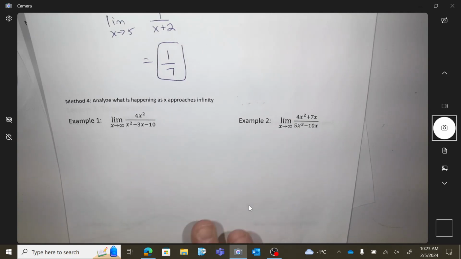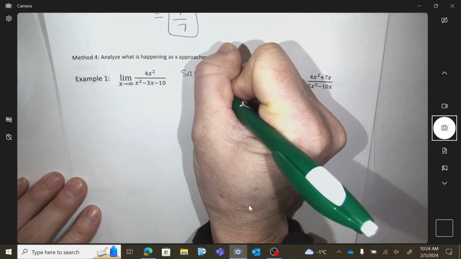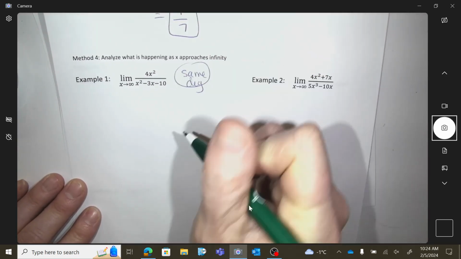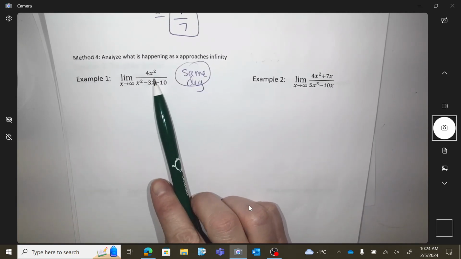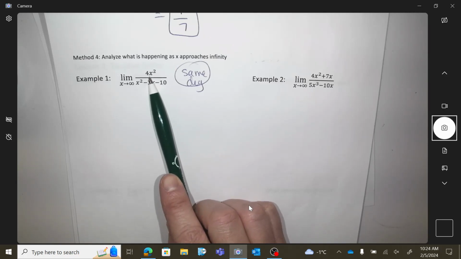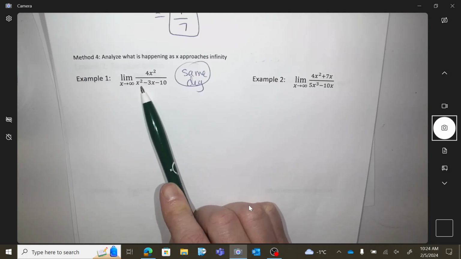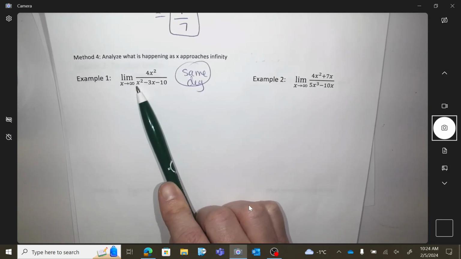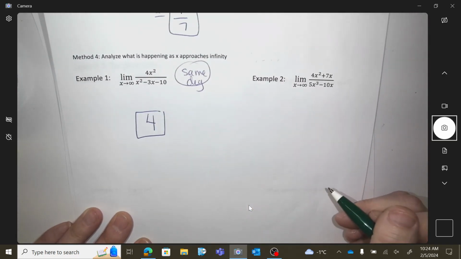Okay, so what are you noticing right away here? Same. Okay, so I want you to think about this. If they're the same and x is approaching infinity, think about a big number, right? Like, what if the top became 4 billion? Then the bottom would become 1 billion, right? Because they're the same. So then it would approach 4, okay?